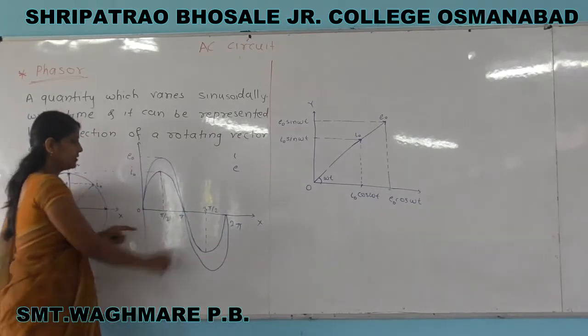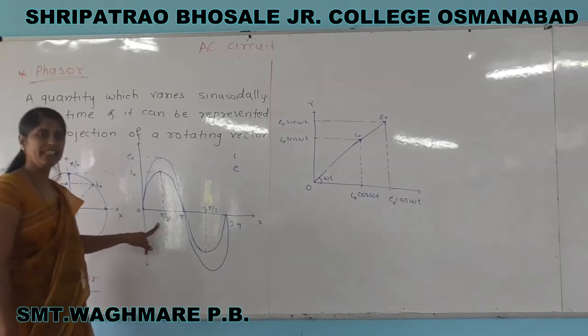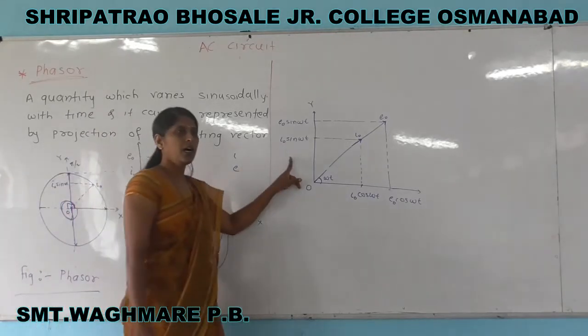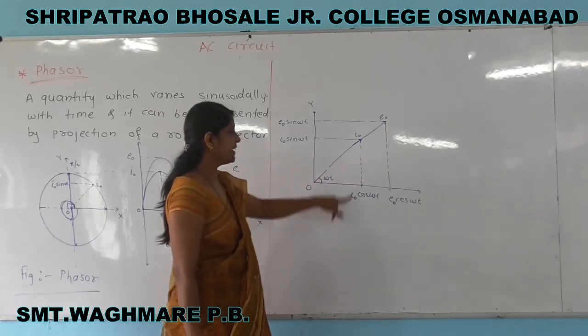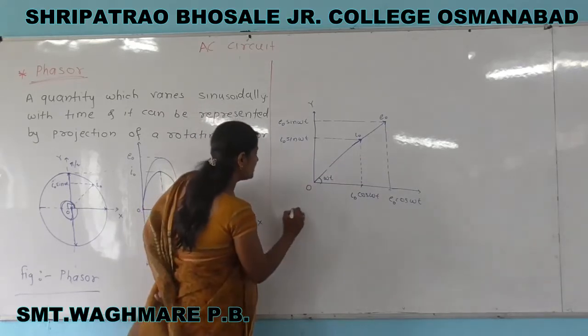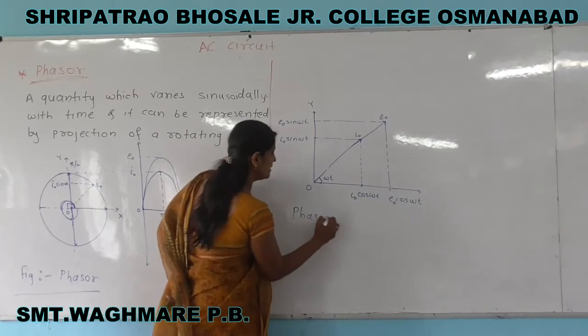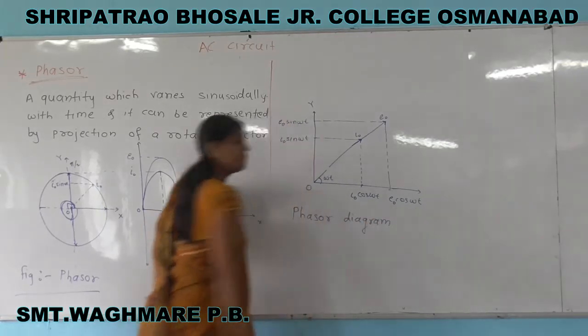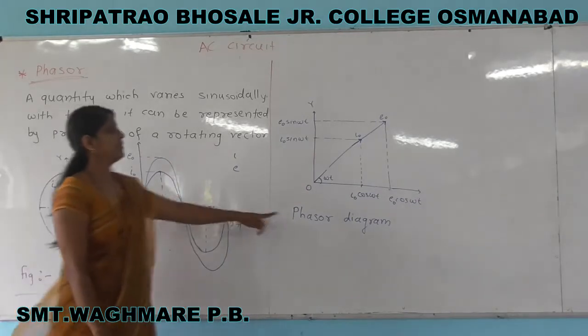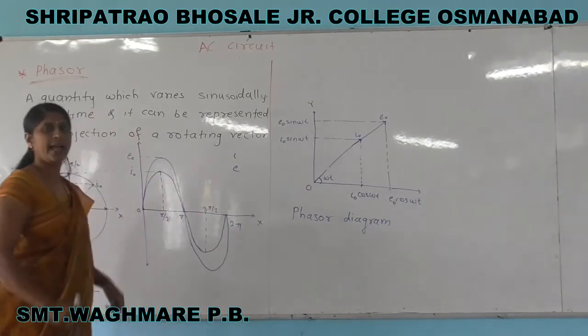And this graph can be represented in vector form, and therefore we can represent it here. This diagram is called the phasor diagram.